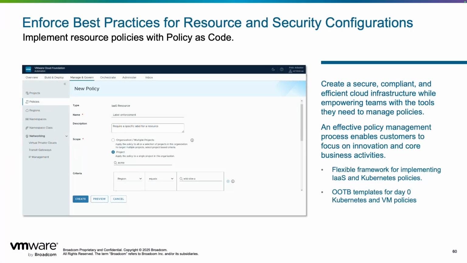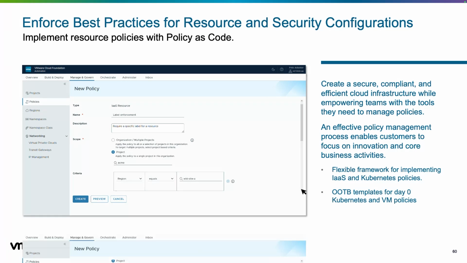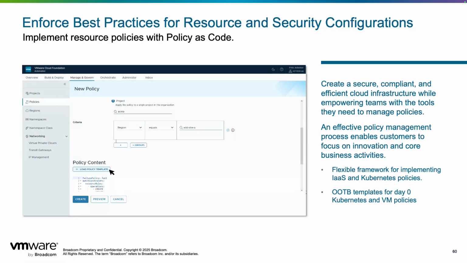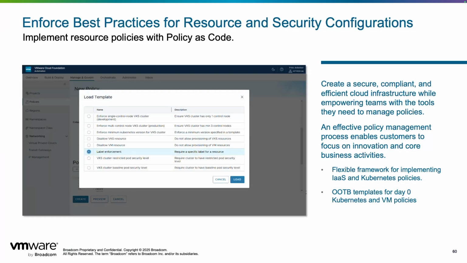Let's use this example and scroll down to view the policy as code. And click Load Policy Template. The predefined out-of-the-box templates are designed to streamline the implementation of policies as code for both initial setup, that's day 0, and ongoing management, day 2, of Kubernetes and VM environments. These templates serve as a solid foundation, allowing users to easily customize and fine-tune their policies through a user-friendly interface or directly via the Kubernetes command line interface, ensuring a tailored approach to meet specific organizational needs.